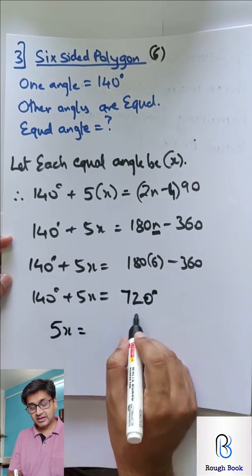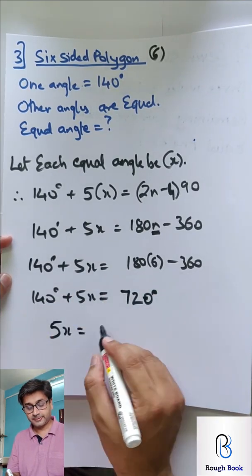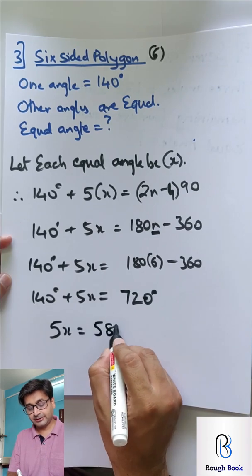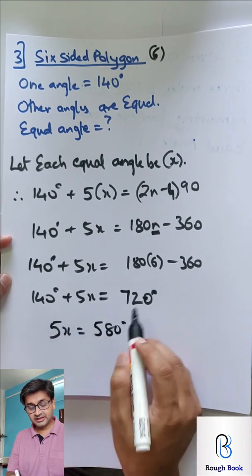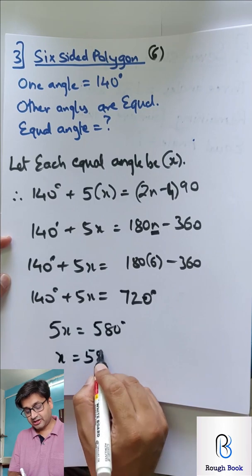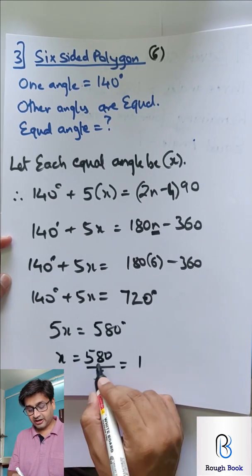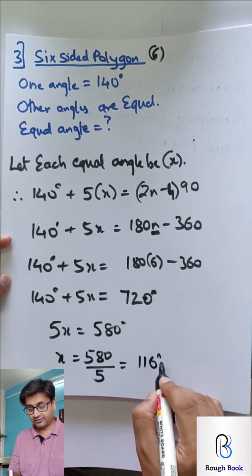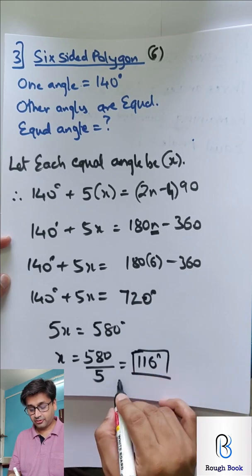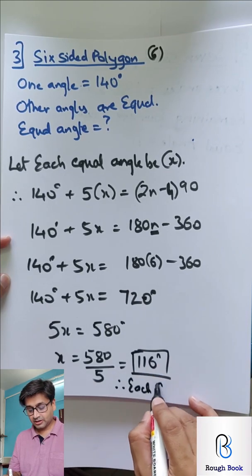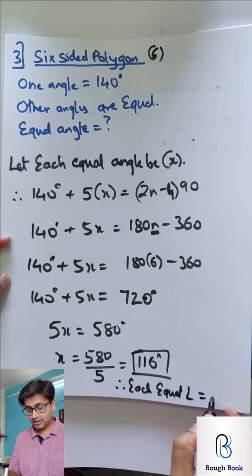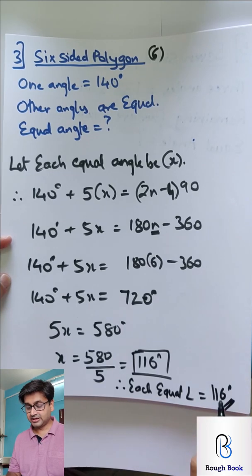So 5x equals 720 minus 140, that is going to be how much? 580. So x is 580 upon 5. 5 ones are 5, 5 sixteens are 80. So therefore each equal angle is equal to 116 degrees.